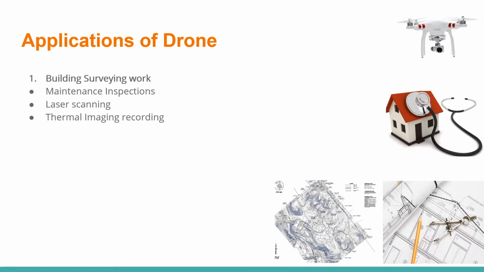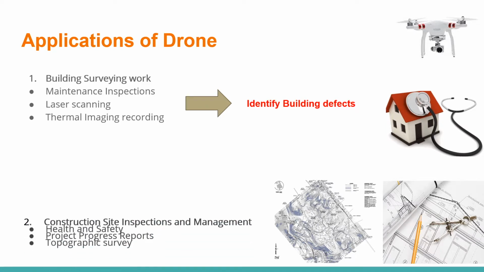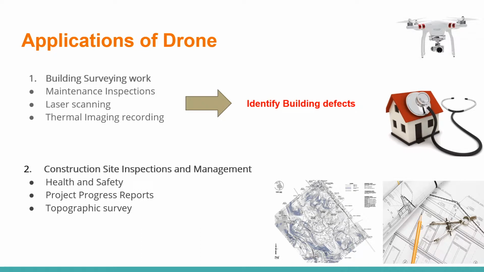Firstly, it could conduct building surveying works by its camera installed in the drone. For example, it can carry out maintenance inspections by laser scanning and thermal imaging to detect building defects. Secondly, drone can also apply to the project management. For instance, safety officer can monitor the working condition of the workers and prevent accidents from happening, especially at those high-risk locations. Also, drone is able to record and visualize project progress in a high resolution and give a supervisor a better insight into the progress.